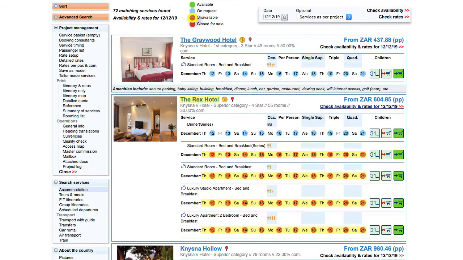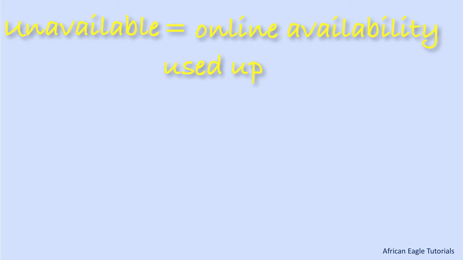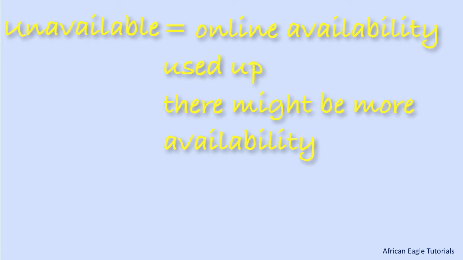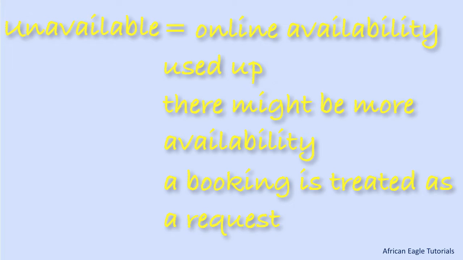Orange, for example at the Rex, means unavailable. This happens when online availability is managed for the service but has been used up for the specific date. It does not mean that the service definitely cannot be confirmed. Providers may have more rooms than they make available online. A booking will be treated as a request.